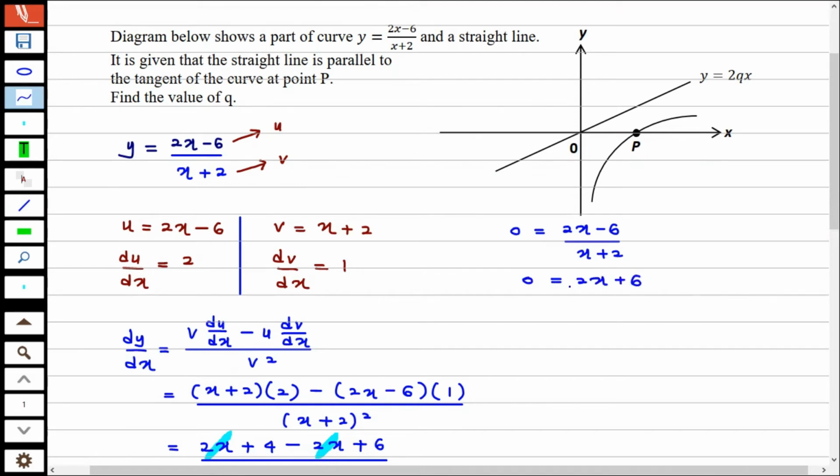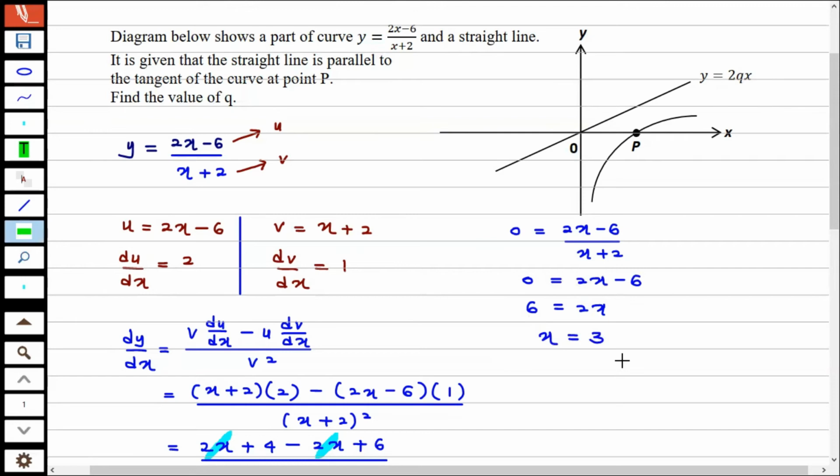So bring the negative 6 over here. It's going to be 6 equals 2x, so your x is going to be 3. You understand, right, guys? You see, we already managed to get the x.